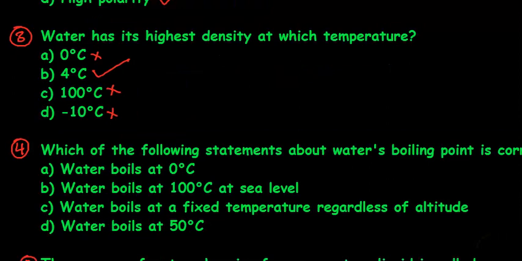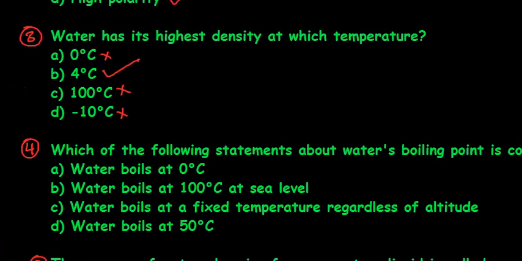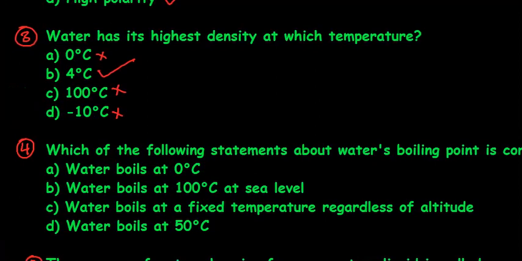The fourth one said, which of the following statements about water's boiling point is correct? So feel free to pause the video and give us the answer. Option A says, water boils at 0 degrees Celsius. Option B says, water boils at 100 degrees at sea level. Option C says, water boils at a fixed temperature regardless of altitude. The last one says, water boils at 50 degrees. What is your answer?